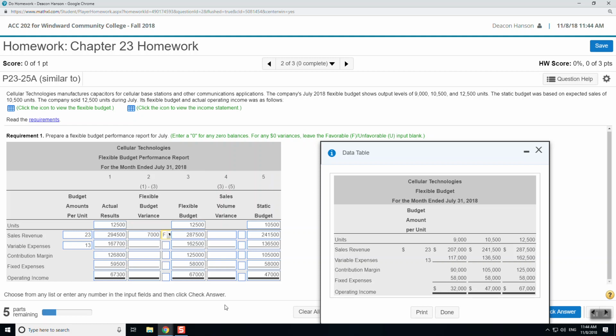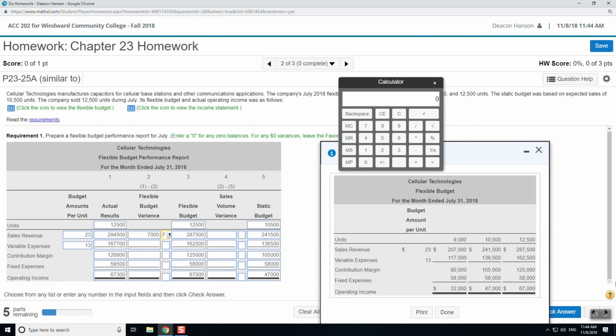Okay. Now the next one down, we do the same math. We're going to take variable expenses, actual variable expenses of 167,700 and subtract the flexible budget of 162,500.